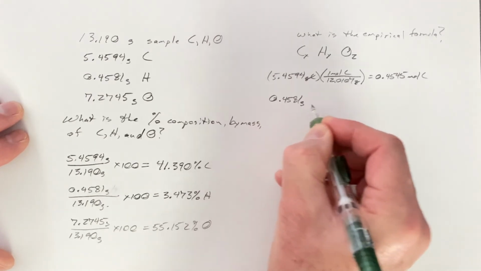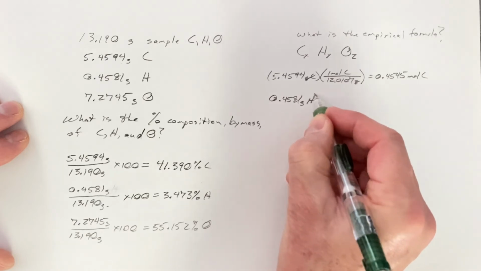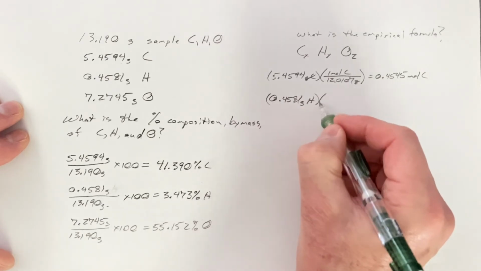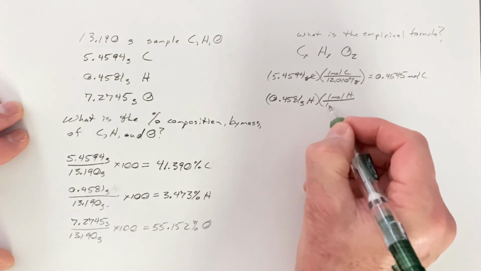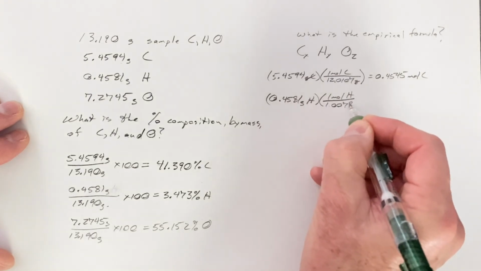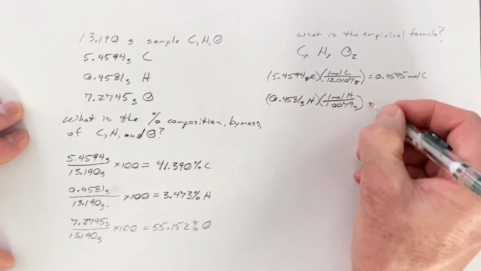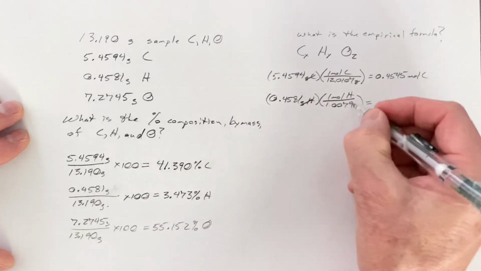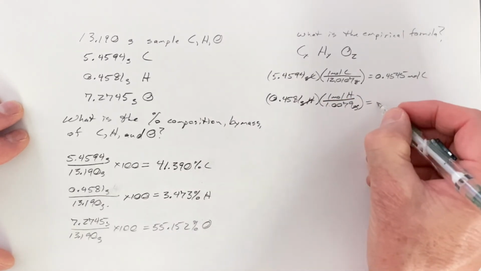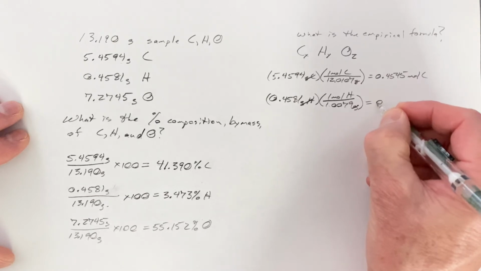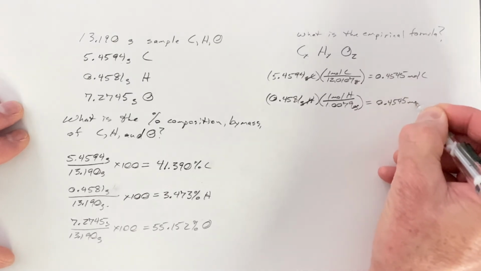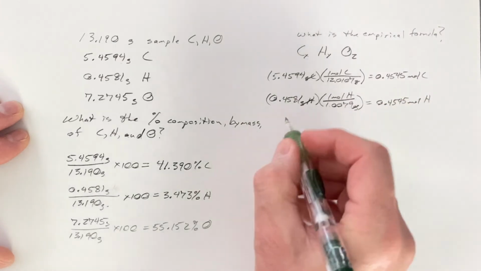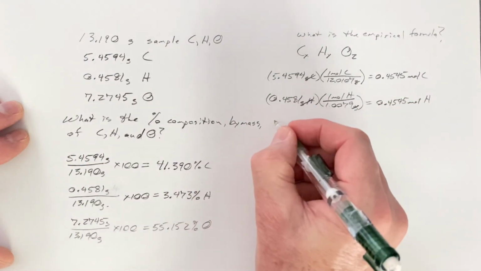We see that there are 0.4581 grams of hydrogen. We go to the periodic table. We see that 1 mole of hydrogen has a mass of 1.0079 grams. We cancel grams of hydrogen with grams of hydrogen, and this gets us 0.4545 moles of hydrogen.